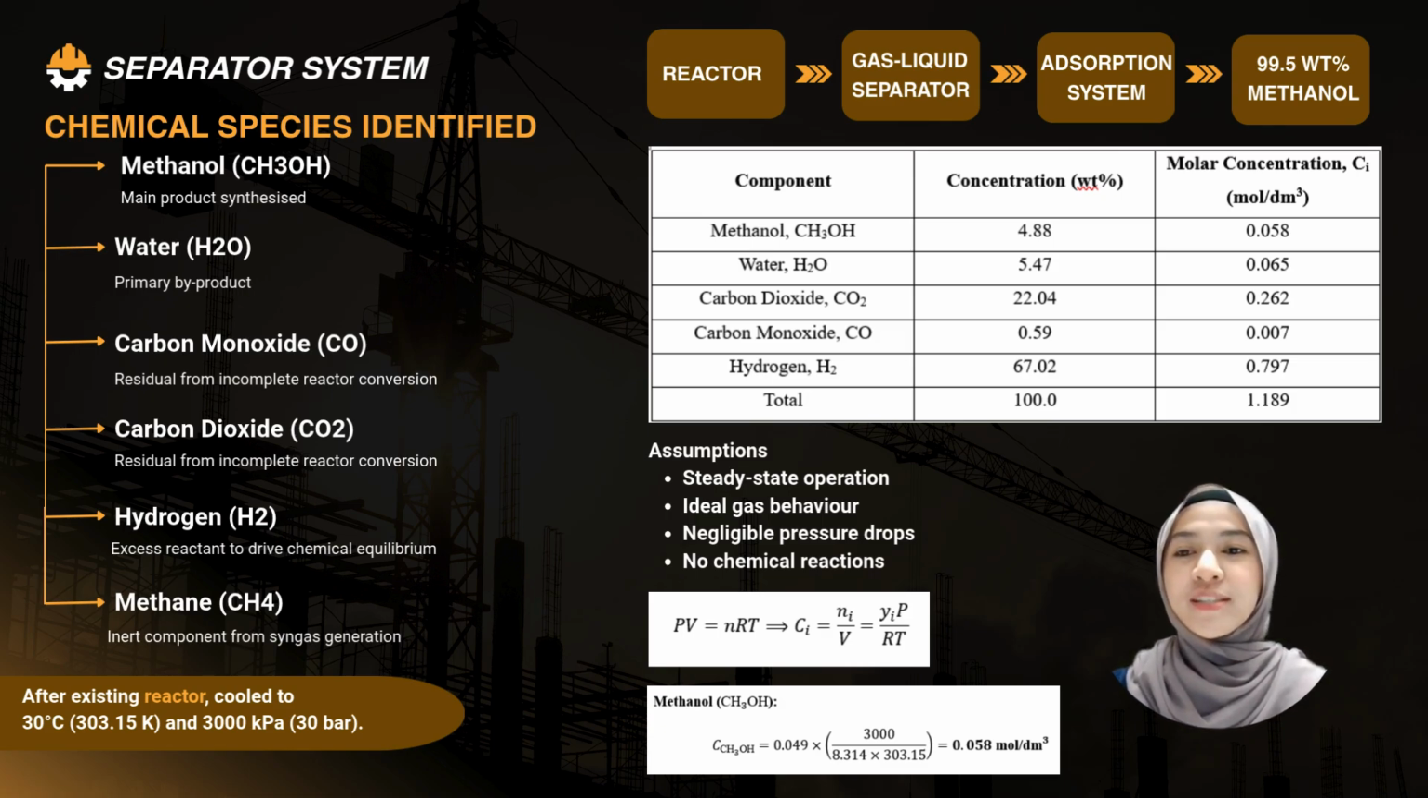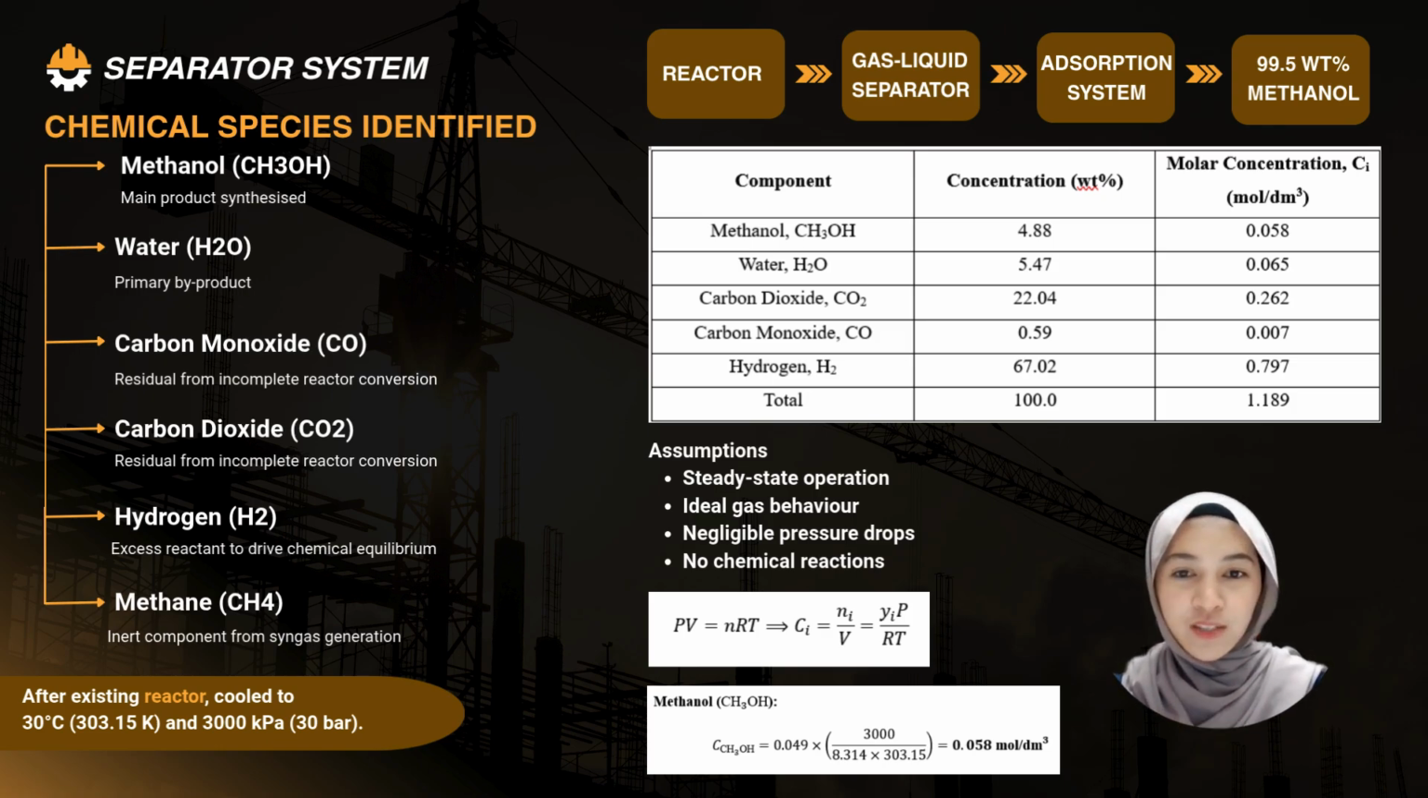Moving on to the separator system, before designing the purification system, we first identified the chemical species present in the crude methanol stream leaving the reactor. Based on the reactor outlet composition, six major components were identified: methanol, water, carbon dioxide, carbon monoxide, hydrogen, as well as methane. Among these components, methanol is our desired product, while water is the primary byproduct formed during methanol synthesis. Carbon monoxide and carbon dioxide are residual reactants due to incomplete conversion. Hydrogen is supplied in excess to improve methanol production, and methane behaves as an inert component originating from the syngas feed.